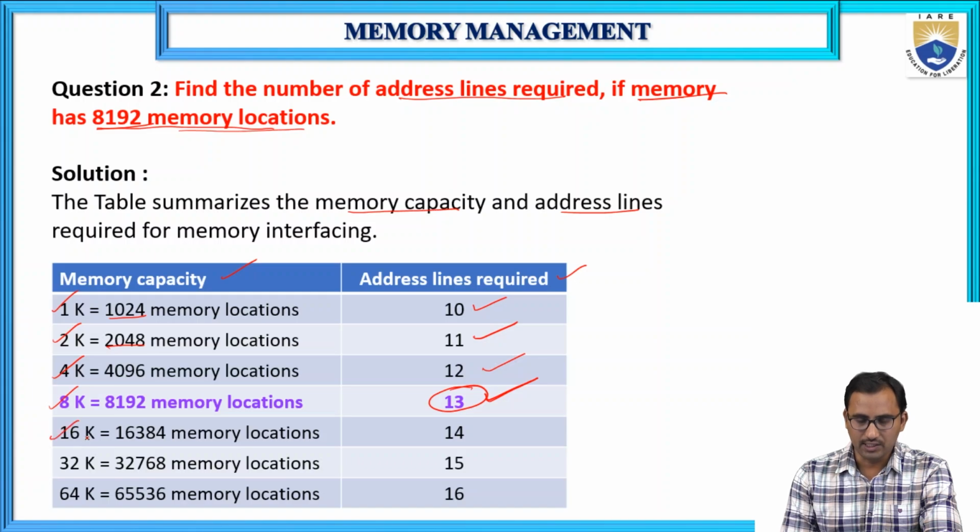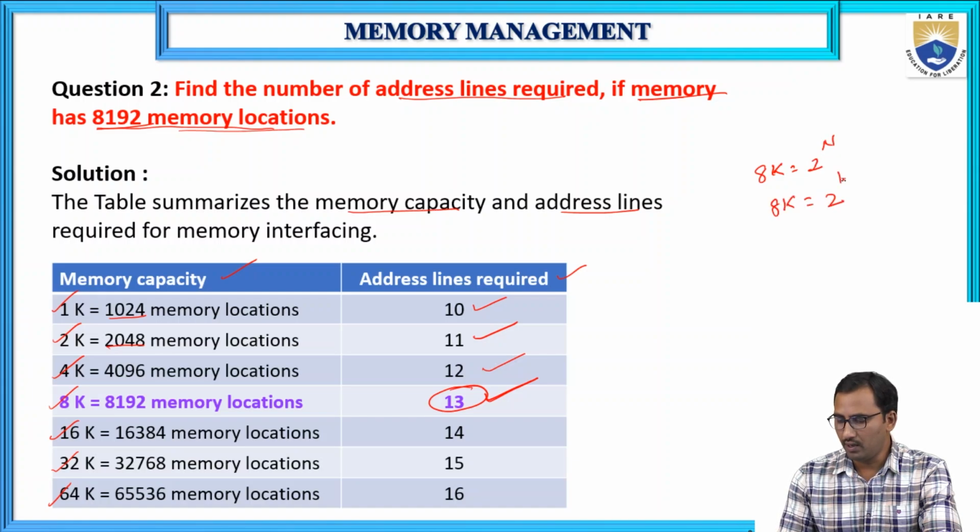Similarly for 16K, 32K, 64K. So that means 8K, the memory size will be 8K, so it will be in 2 power n. So 8K is equal to 2 power 13. So 13 address lines are required.